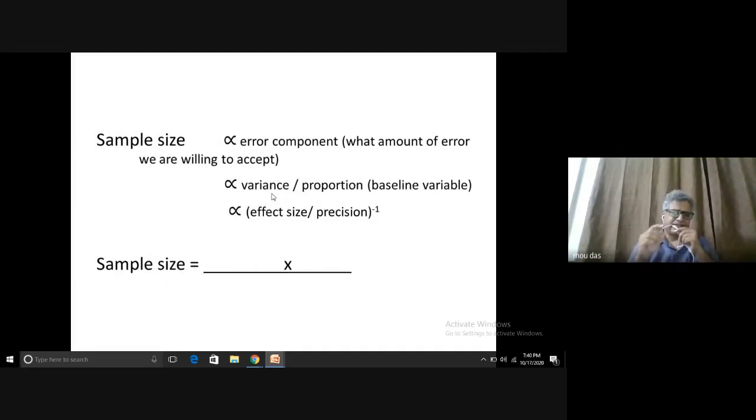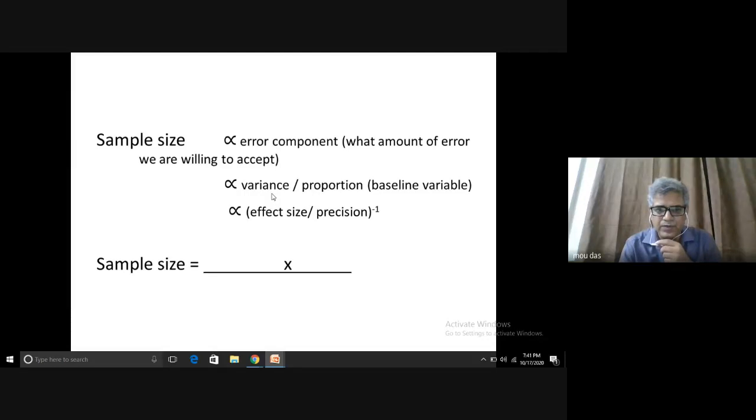So how do we calculate the sample size? To get an idea, the sample size is directly proportional to the error component. The less error we are willing to accept, the bigger the sample size. It is also related to the variance or the population variability. And finally, it is inversely proportional to the effect size or precision. Effect size, if you are doing a comparative study; precision, which means the margin of error, is not the same as the risk of error, it is the margin of error we are willing to accept, okay? And that is for a single sample size.